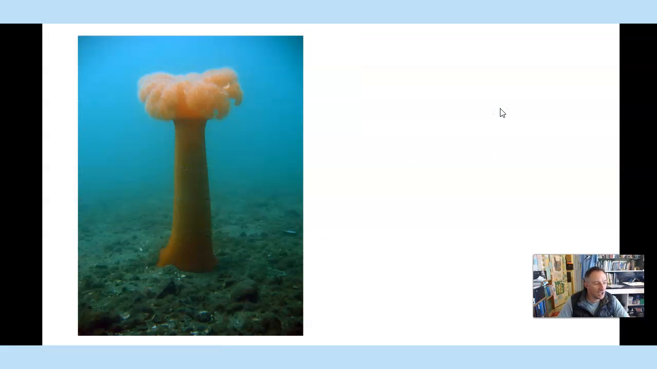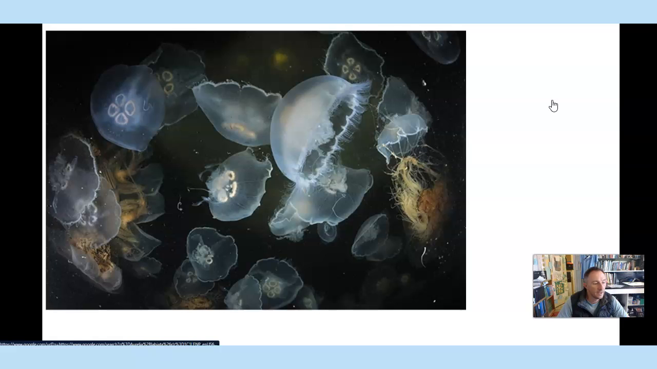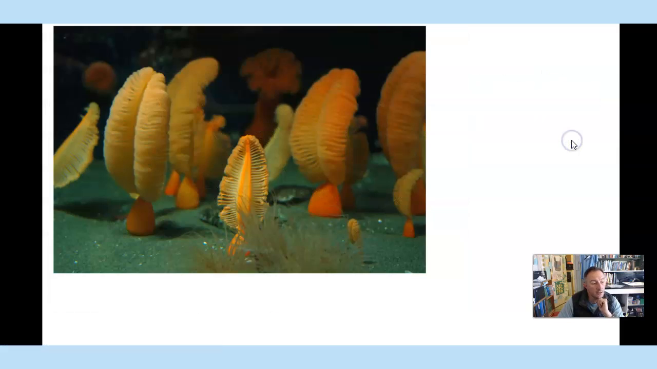Okay, large sausagey looking thing with the fine tentacles, really fine. It can be all white, so don't let the color fool you. Look at those fine tentacles. And this would be the mother sausage, or Metridium farcimen. Large jellyfish, the four crescents in it, Aurelia labiata, the moon jelly.